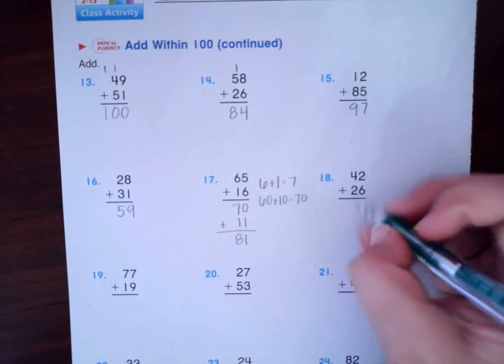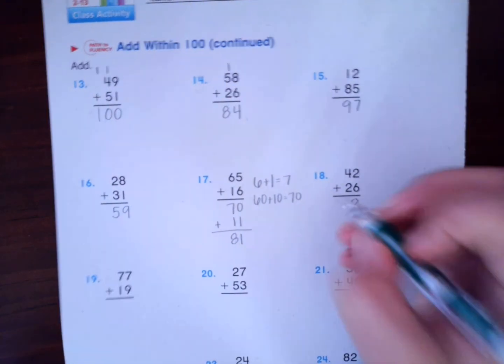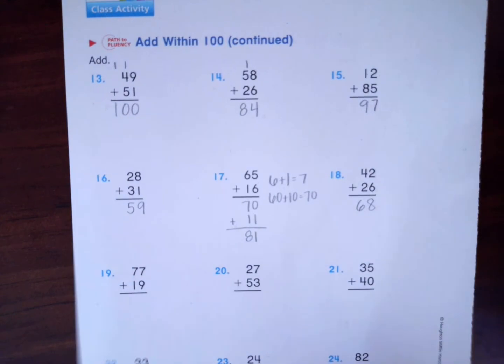Number 18, 2 plus 6, which is 8. 4 plus 2, which is 6. No new groups needed.